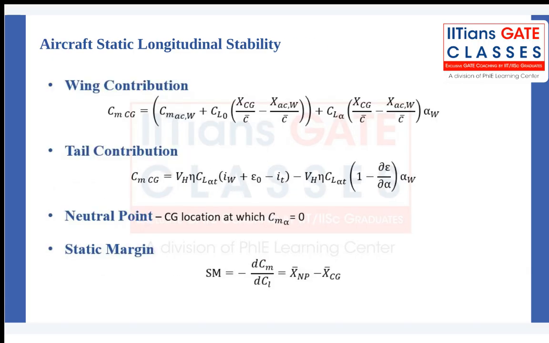Then I think we still have some equations, two or three slides, just to recap the equations we'll be using for the questions. So you have the wing contribution towards Cm naught and Cm alpha, tail contribution towards Cm naught and Cm alpha, and the definition of neutral point, which we just discussed. And we have static margin, which is a quantitative measurement of how stable your aircraft is. It's the distance between the neutral point and the CG.